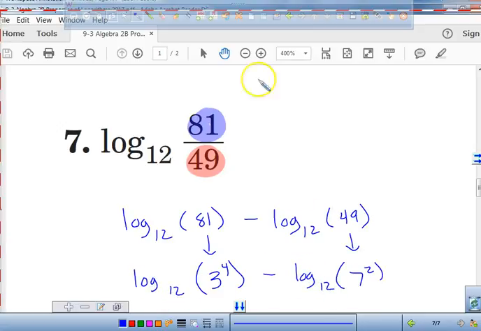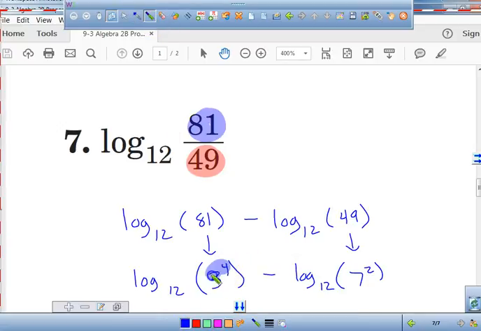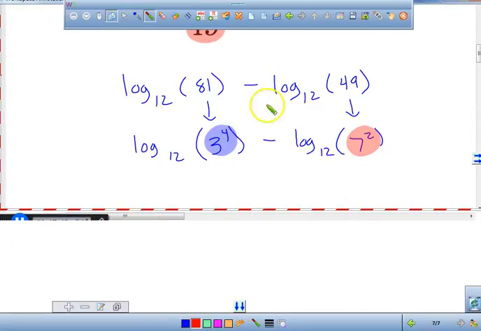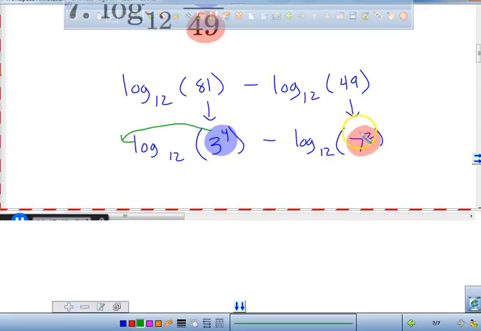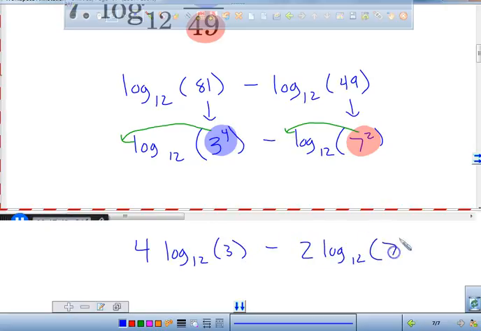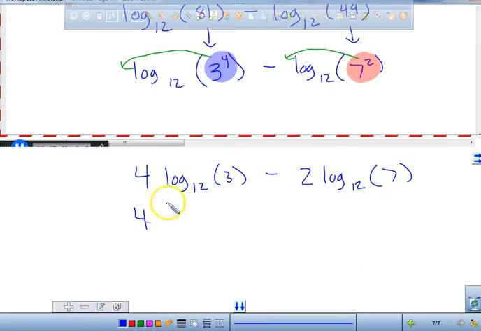Once you've done that, then you get to use the wonderful concept called the power property, which saves you so much time and energy. It's ridiculous. If you move the 4 up front, what does that give you? It gives you 4 log base 12 of 3 minus 2 log base 12 of 7. All right, now that you have everything set up, just do 4 parentheses minus 2 parentheses.